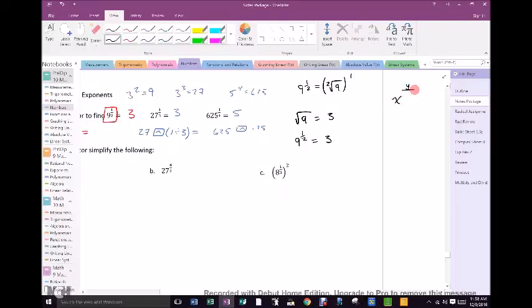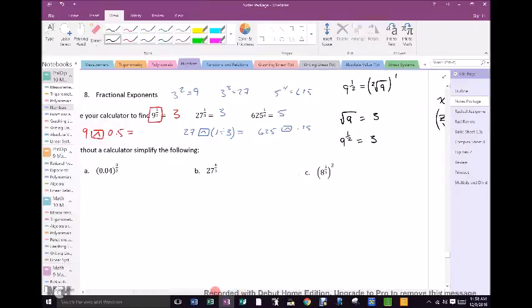Now put that together into a nice handy-dandy little law. X to the y over z equals what? The z root of what? X to what power? Y. Everybody got it? It's not complicated, but people screw it up.